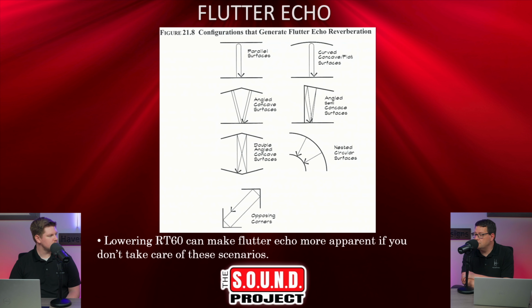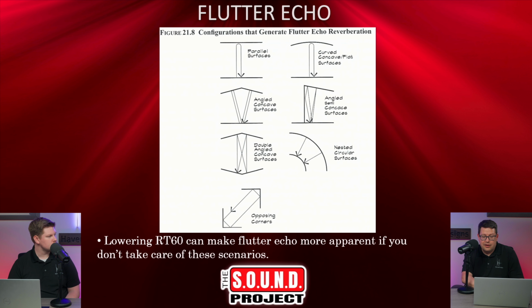So two parallel surfaces, the most common one. We build a lot of rectangular boxes, and that is something where you're going to get flutter echo between those. But you can also get it as a curved concave surface opposite a flat surface, okay? Because that concave surface is going to focus the energy to the center point, and then it can bounce back and then focus again, bounce back, focus again, and that can create a flutter type of echo. There's also a flat surface opposite like a peaked ceiling or a peaked wall, where it's similar to the concave analogy, but it's just straight lines rather than a complete curve.